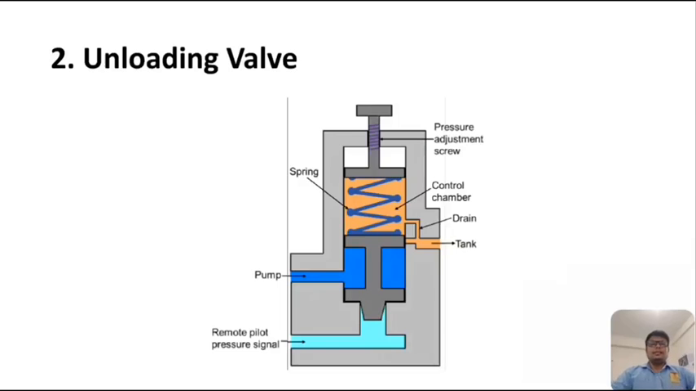Second type is unloading valve. You can see from the figure, it is almost similar to the first one, but this valve consists of a control chamber with an adjustable spring which pushes the spool in downward direction. The valve has again two ports, one connected with the tank and another connected to the pump. The valve is operated by the movement of the spool, and normally the valve is closed and the tank port is also closed.